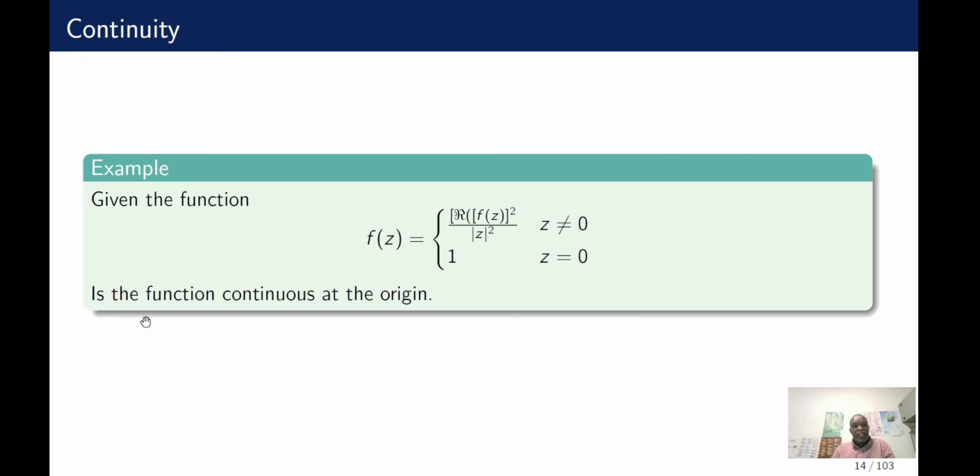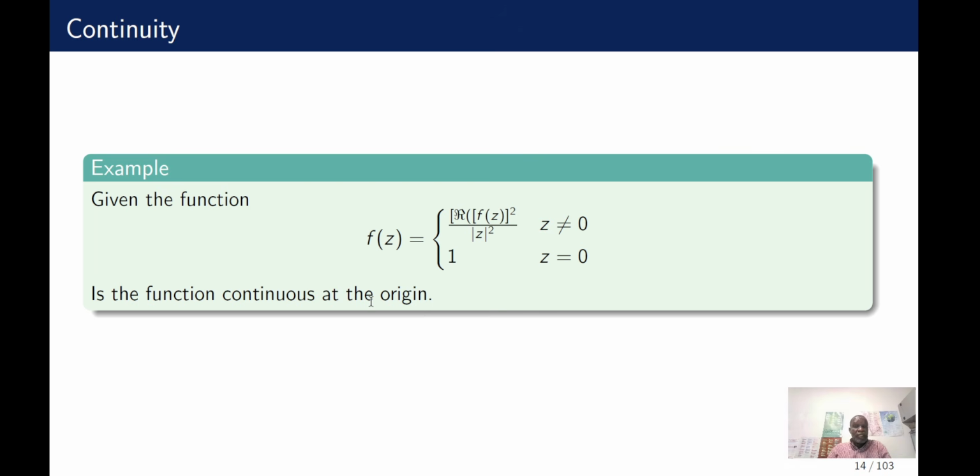So let us look at one typical example, a simple one. We have this function defined by f of z. f of z is equal to, in the numerator, the real part of z squared, divided by the modulus of z squared, at the points where z is not equal to 0. But at the origin, you define the function as being equal to 1. So the question is: is this function continuous at the origin?